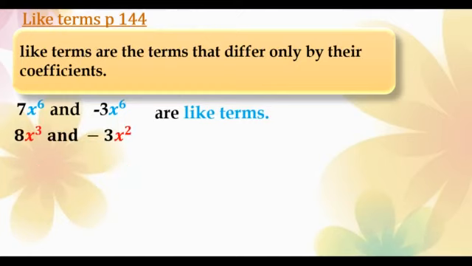We have 8x cubed and minus 3x squared. The coefficient is different, and that's okay. Let's look at the variable. The variable is also the same. This is good, but the power or the exponent of the variable is different, and this is not acceptable. So these two terms are not like terms because the difference between them is not only the coefficient. It's the coefficient and also the exponent on the variable, which is not acceptable.